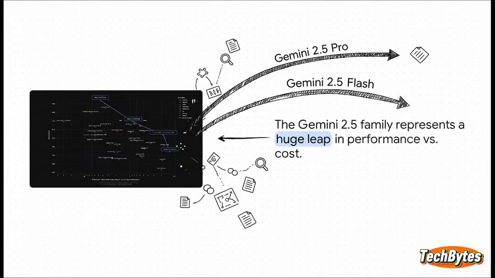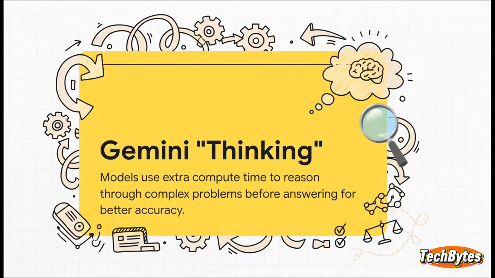Okay, so take a look at this chart. It maps out all the major AI models based on their performance versus their cost. The goal, the sweet spot, is always up and to the right. More power for less money. Now, look where Gemini 2.5 Pro and Flash are sitting. They are making a massive leap forward, pushing that whole line of what's possible and giving you so much more intelligence for your dollar.